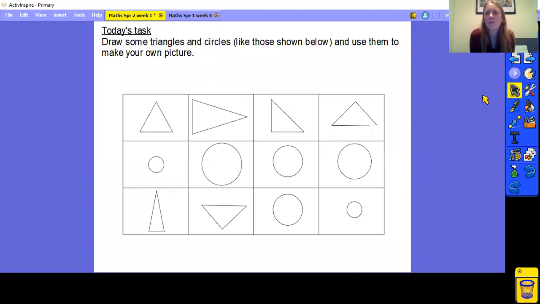Now, here's your job for today. What I'd like you to do is draw some triangles and some circles like those that you can see in the picture below. Ask your grown-up to help you. Then I want you to cut them out and make your own picture using shapes that are circles and triangles. When you've finished your picture, you can send a photograph to your class email address so we can see how you got along. Maybe you could tell your grown-up about it and they could write it in our email so that they can tell us what you said.